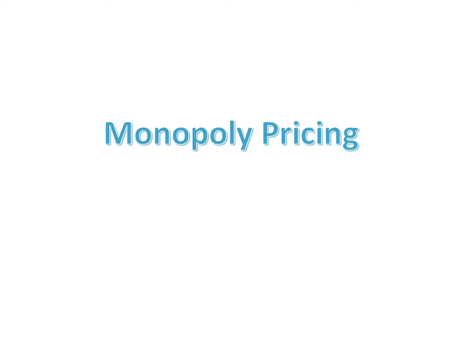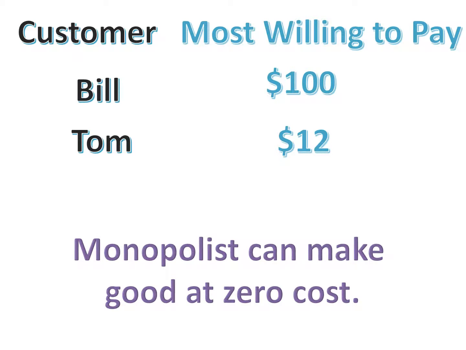In this video, I'm going to talk about how a monopolist sets a price when the monopolist must charge the same price to all of its customers. Now, I'm going to assume there's a giant barrier to entry, so the monopolist does not have to worry about any other firm entering its market.